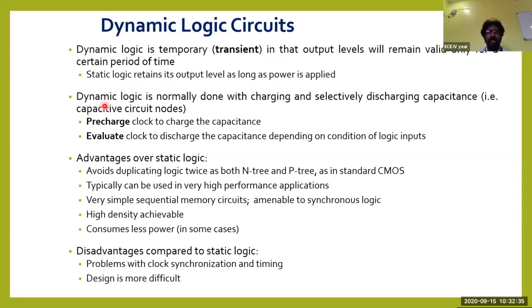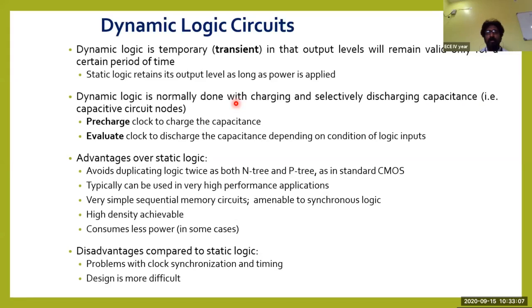So that is the meaning of a temporary storage logic. Dynamic logic is normally done by charging and selectively discharging the capacitances, that is, the capacitor circuit nodes. If you want any part of the model to operate very fast, you discharge that particular capacitor, so that discharging means the output has been obtained. Then it gives a path for the next stage of the design to obtain its output.